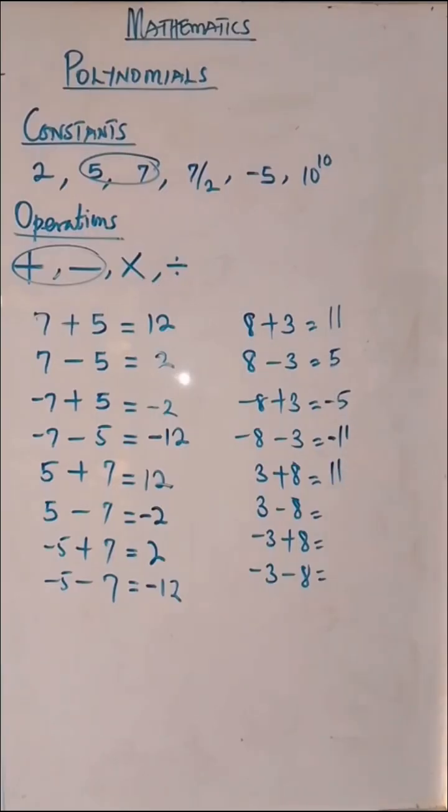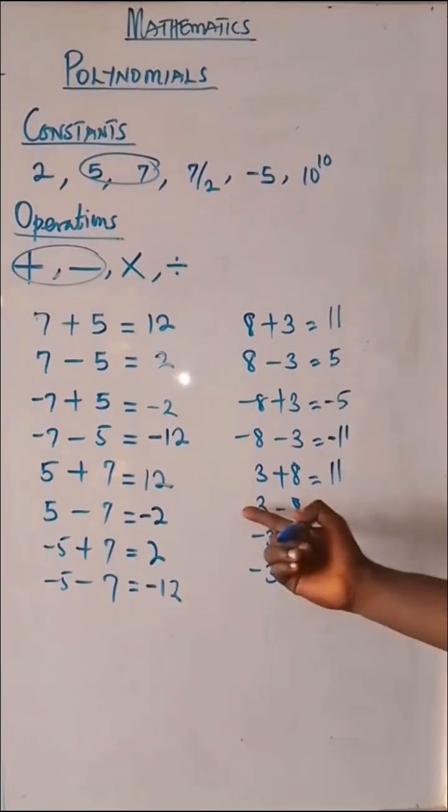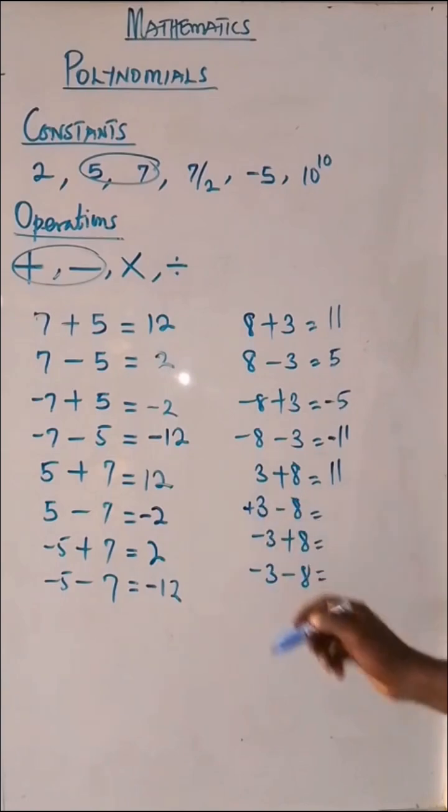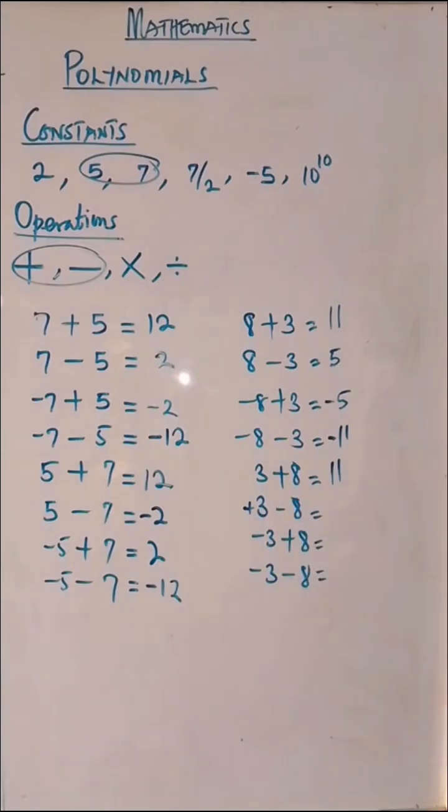11. 3 minus 8. Since they have different signs, there's an invisible clause here. Whenever the signs are different, you have to subtract. 8 minus 3 gives 5. The bigger number is 8 with minus. So the answer is minus 5. How about this one?